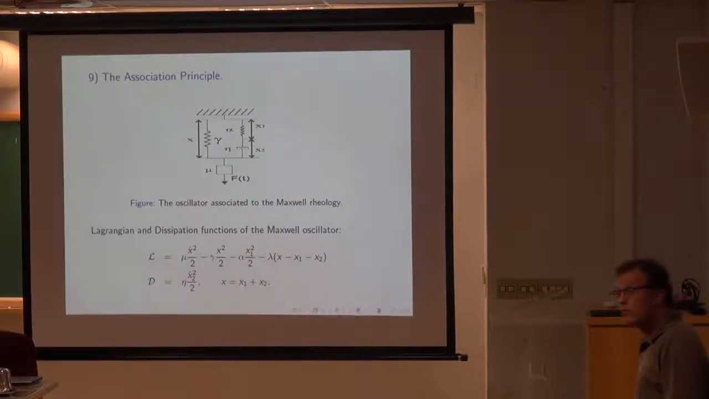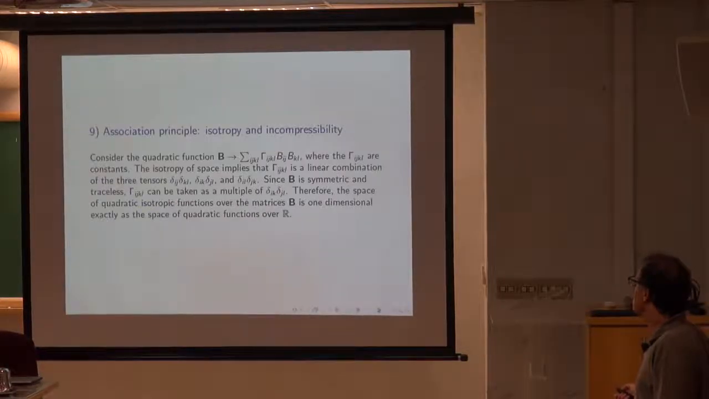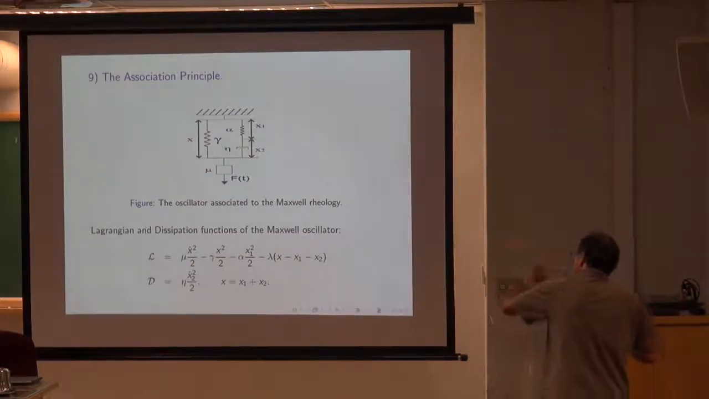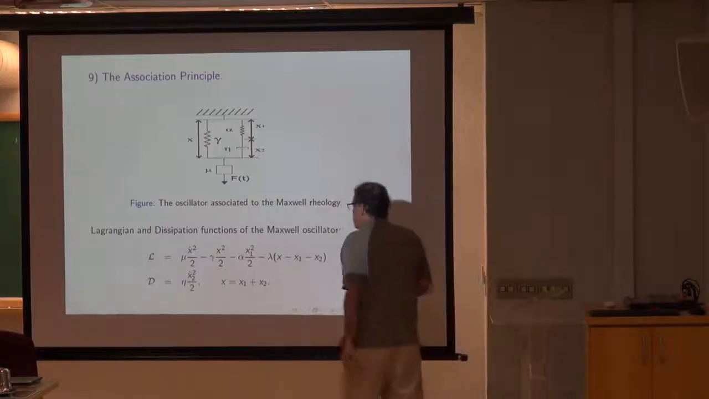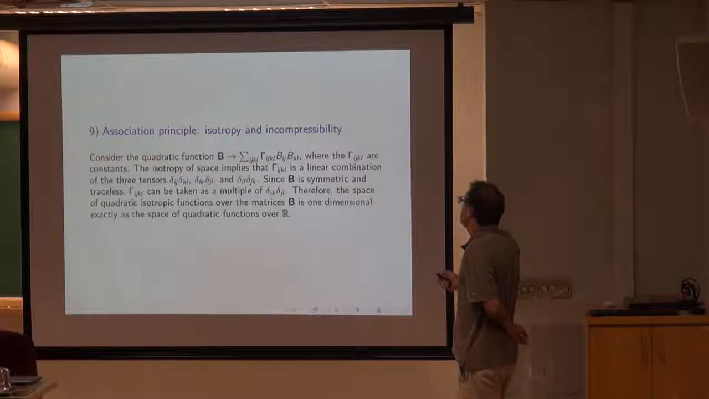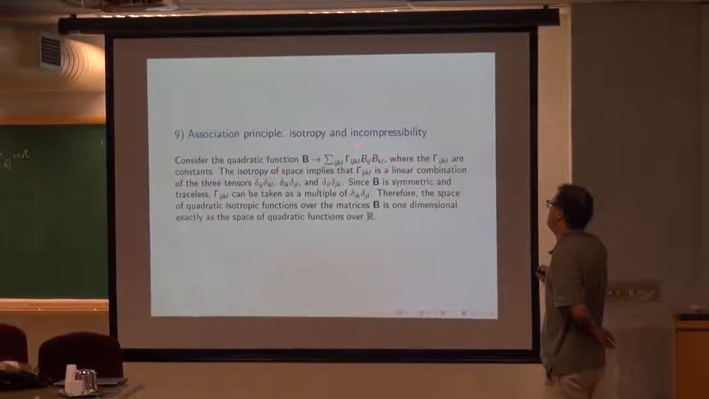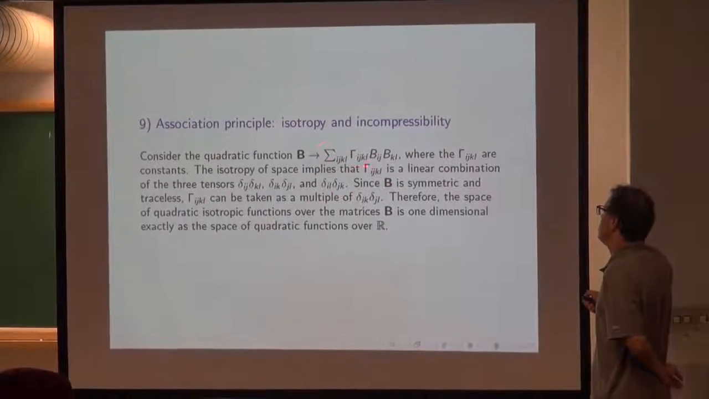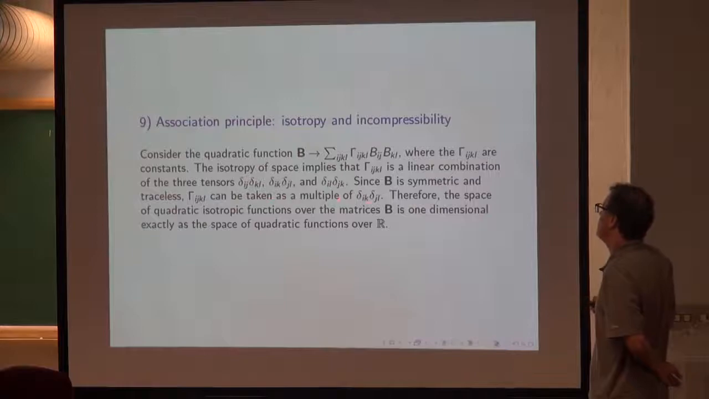And now comes, in fact, my greatest contribution to the field, because this student and I came up with this association principle that's based on some continuum mechanics, but a continuum mechanics that we put in this big context of celestial bodies. It's called the association principle, which is based on isotropy and compressibility. So we consider quadratic functions on B, a tensor. And using the property that Bij is a symmetric and traceless matrix, this tensor must be a multiple of a single tensor.